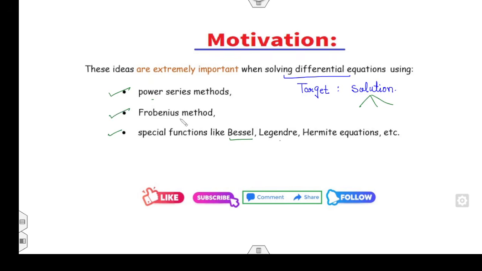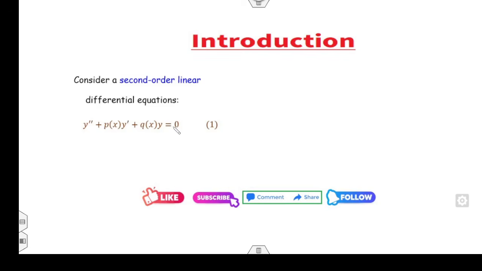How can we distinguish between them? They basically depend upon whether your point is ordinary or your point is singular. Based on the nature of the point, we can decide between the power series method, Frobenius method, and special functions. So consider the differential equation of the second order.